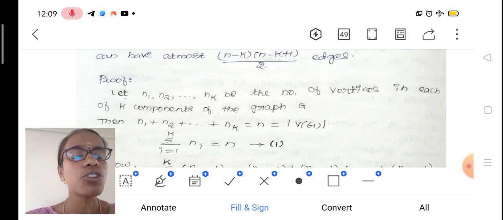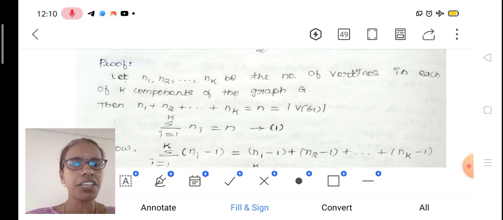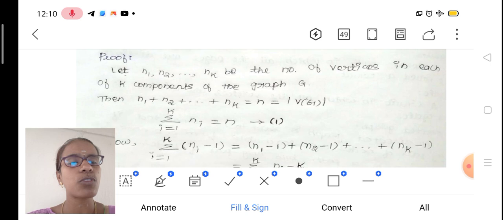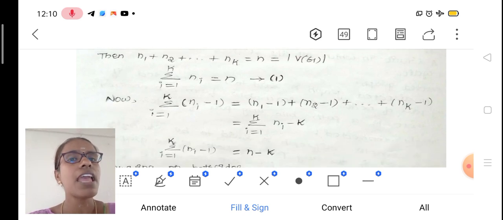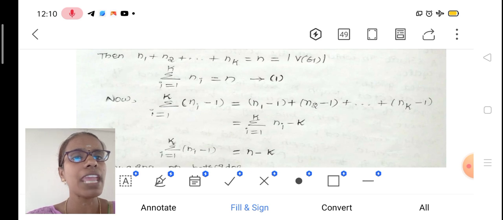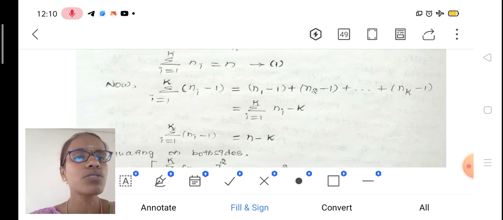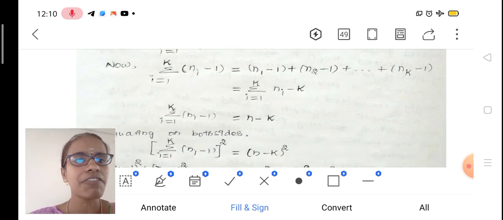So let n1, n2, ..., nk be the number of vertices in each of the k components of the graph G. Then n1 + n2 + ... + nk = n, which is nothing but the total number of vertices. So summation i=1 to k of ni = n, and summation i=1 to k of (ni - 1) = (n1 - 1) + (n2 - 1) + ... + (nk - 1), which is equal to summation ni minus k, i from 1 to k. So summation of (ni - 1) = n - k.